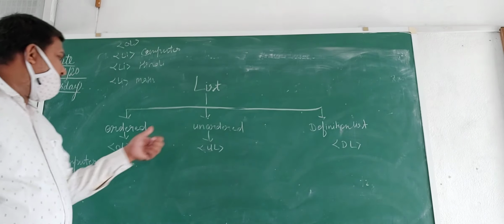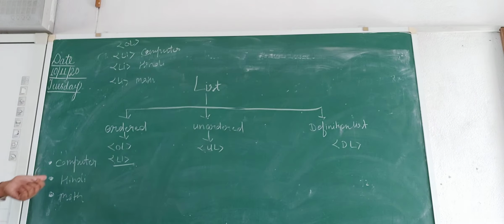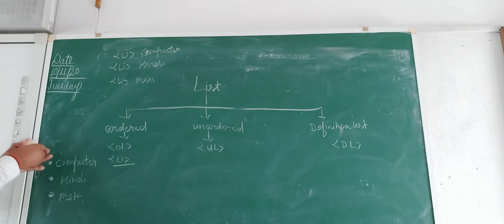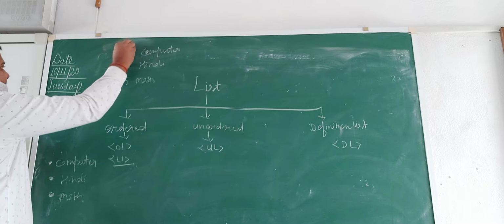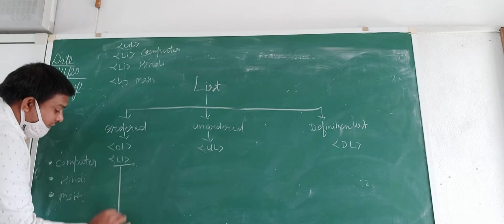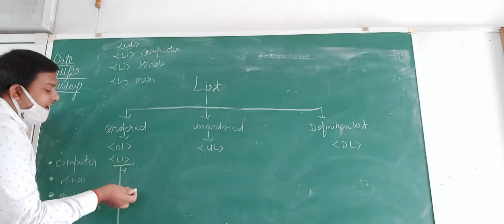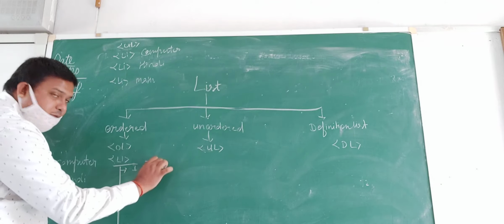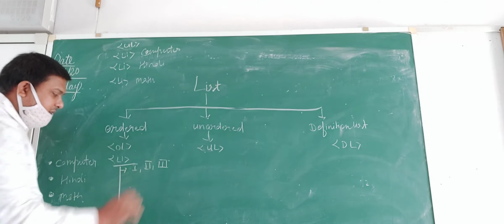Okay, so look here. To display the unordered list, instead of the OL, what will we use here? Is it clear? Any problem? In the ordered list, we have a variety of lists. We can display with the help of capital Roman numbers like I, II, III.